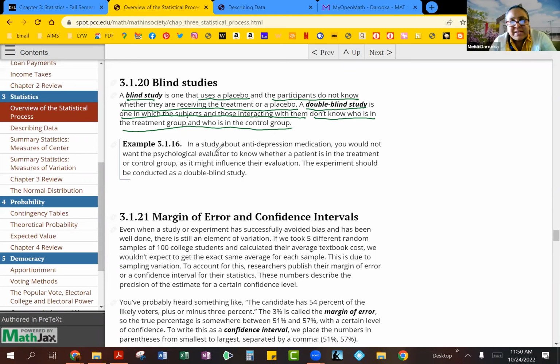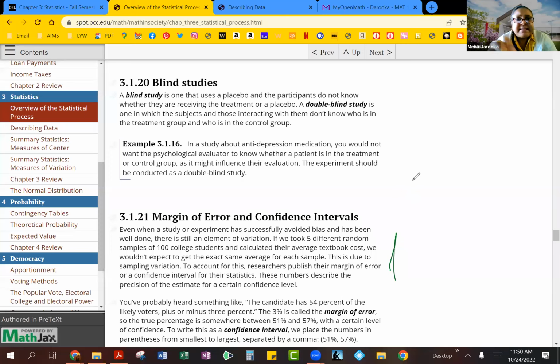So just as an example here, guys, we're talking about a study about antidepressant medication. You would not want the psychological evaluator to know whether a patient is in the treatment or control group, as it could potentially influence their evaluation, right? So this would be an example of a double-blind study. Even the evaluator who's meeting with these patients wouldn't know what group these people belong to. Because even as the evaluator, you could bring in your own biases based on what treatment this person was receiving. So again, you kind of have to watch out for that also.